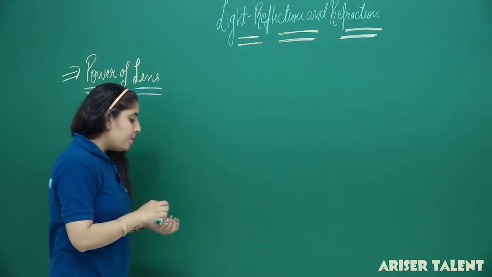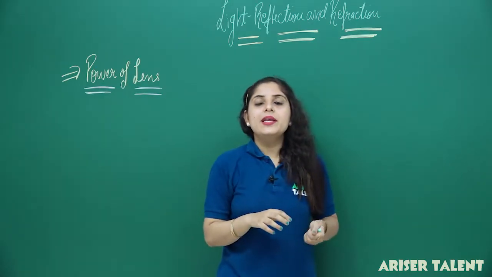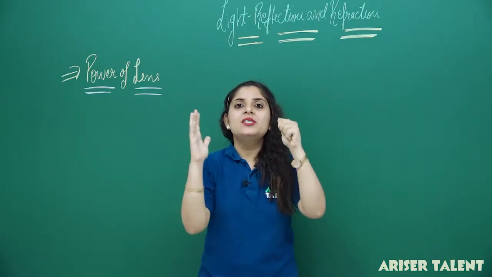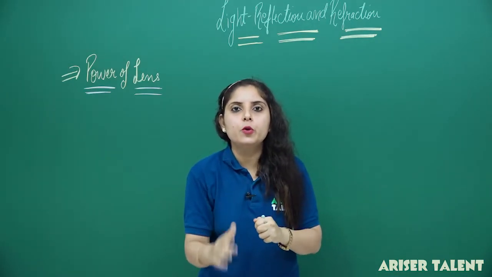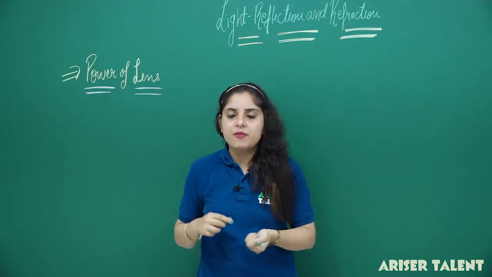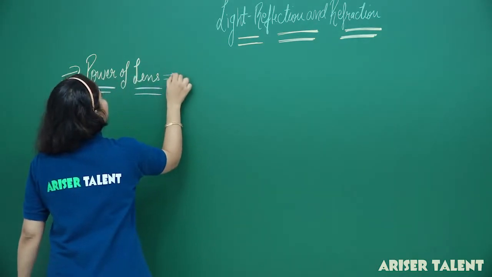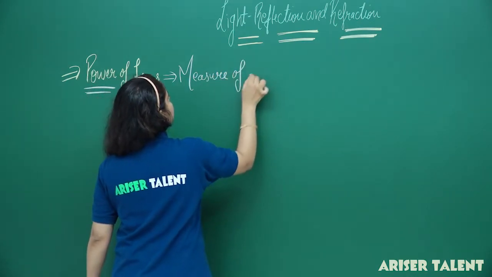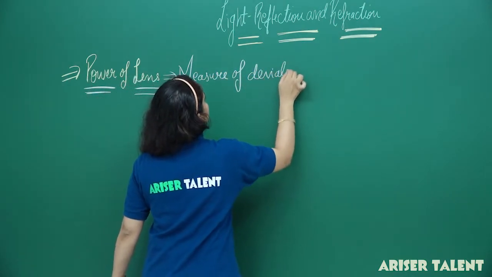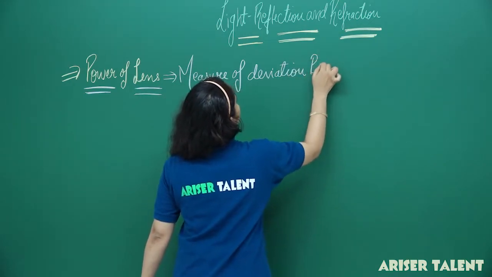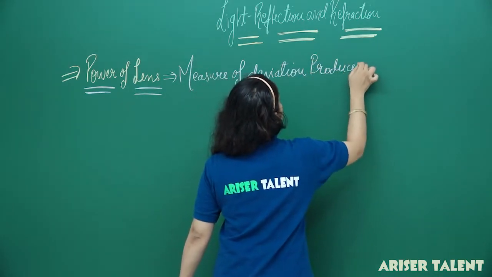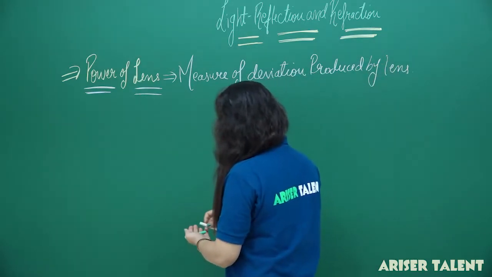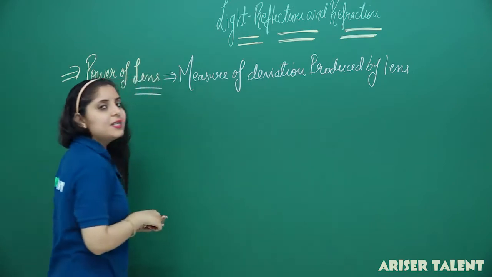Now, the power of the lens is actually the measure of deviation produced by the lens. It means how much deviation a lens is able to produce is simply given by its power. So, we can say that it is the measure of deviation produced by a lens.